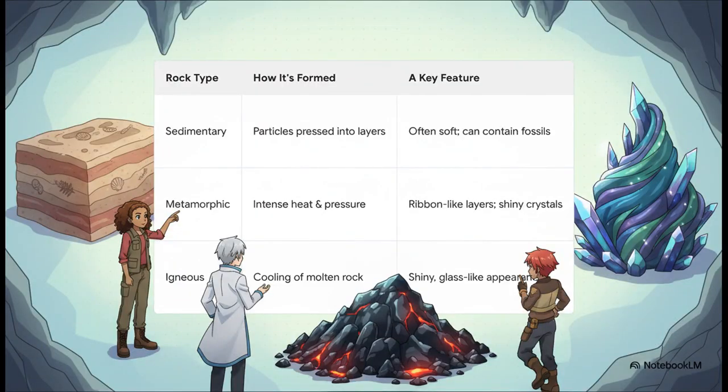Okay, here's a handy cheat sheet for the three main rock families. You've got sedimentary, metamorphic, and igneous. Notice they're not defined by what they look like, but by how they were born. From tiny particles pressed together, to rocks totally transformed by heat, to ones literally born from fire. Let's dive into each of their stories.